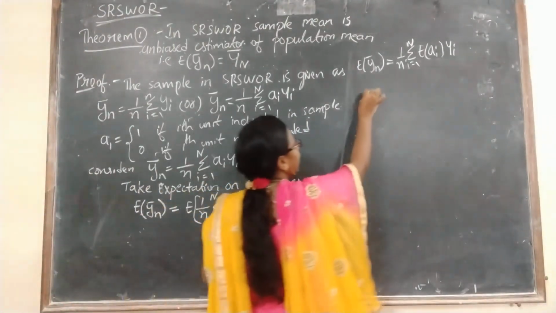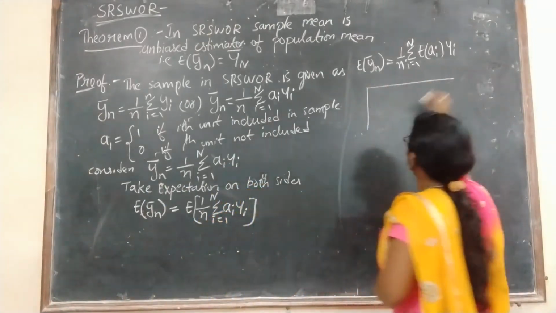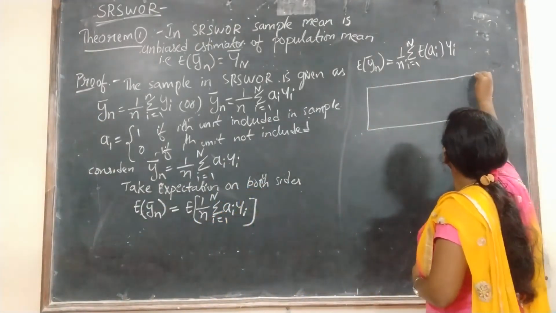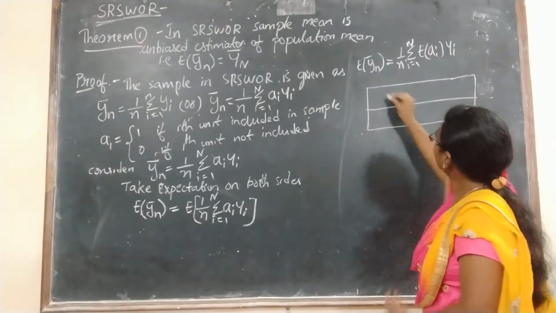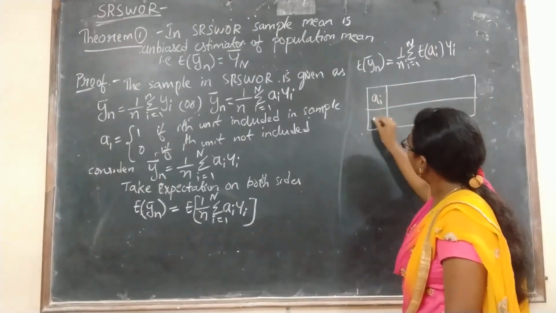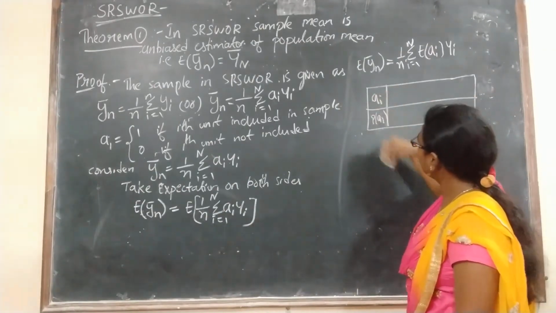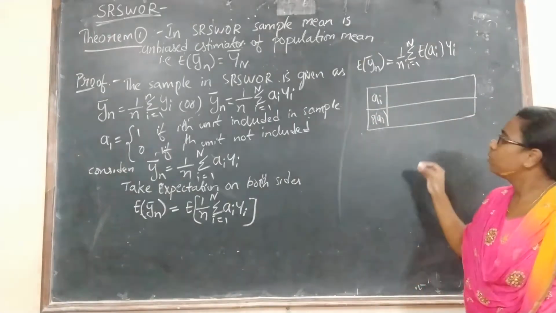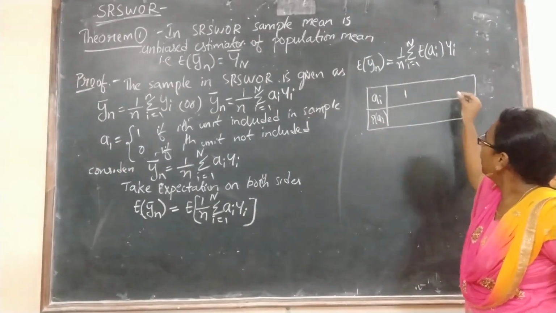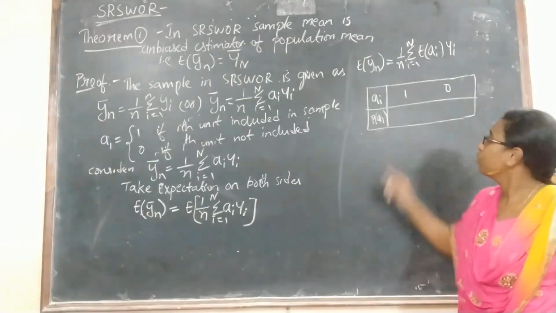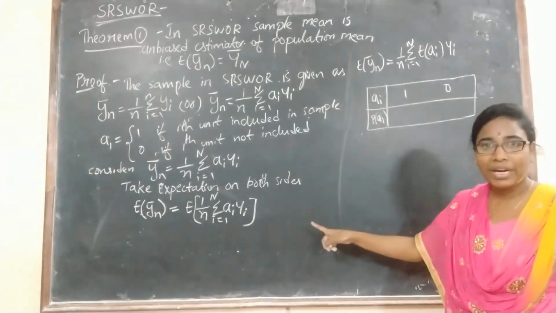AI consists of only two values. So if you write in the form of a distribution table, you will get it as AI and you will write the probabilities also. What are the two possible values of AI? One is 1 and another is 0. So 1 means it is included in the sample.